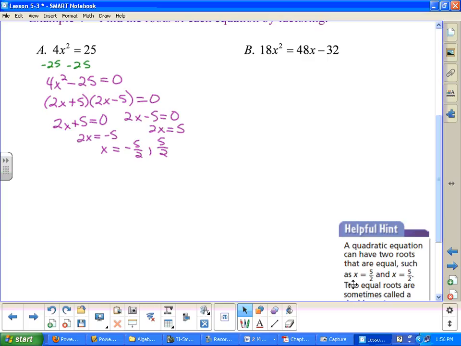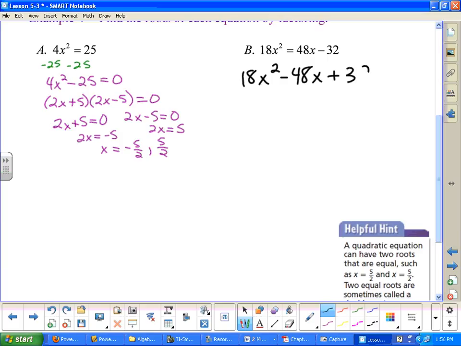So what do I have to do first? We have to subtract 48x and add 32 because I need to get it equal to 0, and I want my squared term to be positive. So we're going to end up with 18x squared minus 48x plus 32 equals 0.